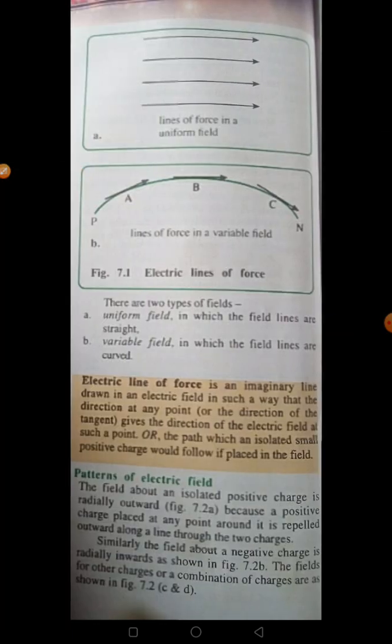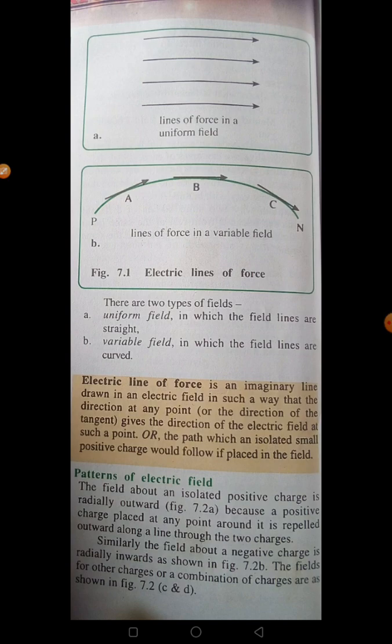So these are the lines of force. Now we have two types of lines of force. We have uniform lines of force and we have variable. The one described in the former note is the one in the B section. You will notice that it's a curved line. That's a variable field. The uniform field is A and the variable field is what? B. So this curved line is the one we are trying to describe.